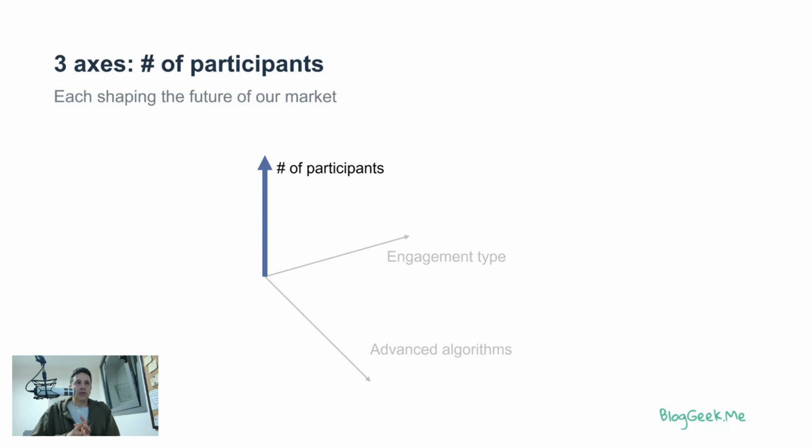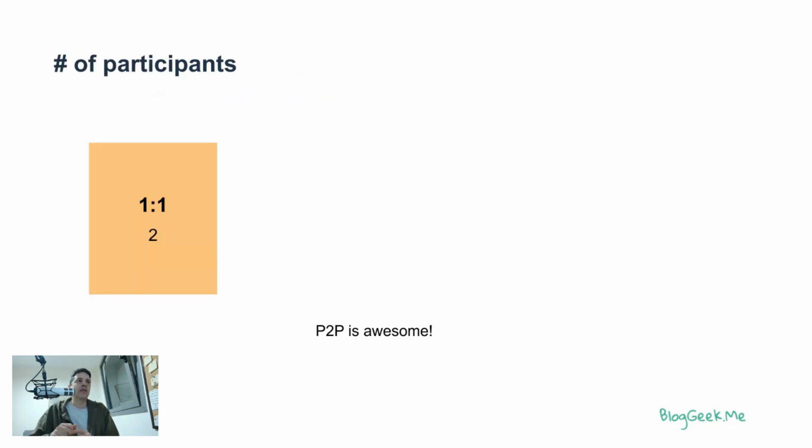So one thing that I look at in my upcoming workshop is the change in focus that we have in the industry. And I look at three different axes. The one about the number of participants, the type of engagements that are done, and also the algorithm used. I want to go over the number of participants. It's part of what's in this email.